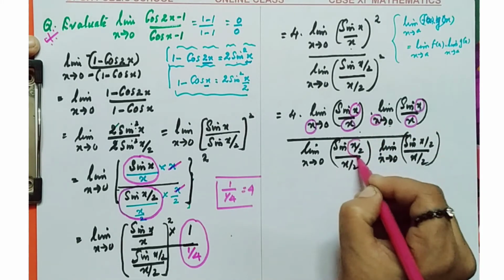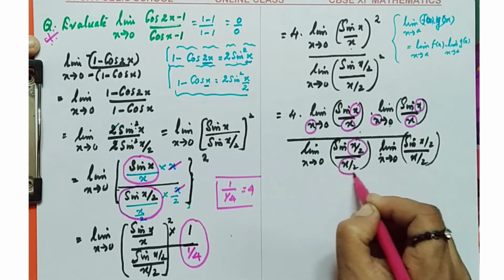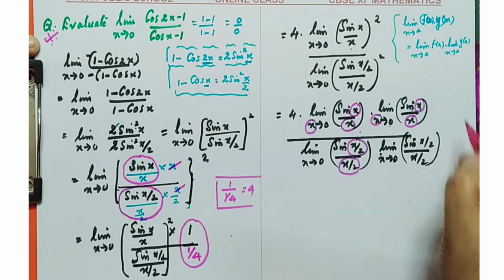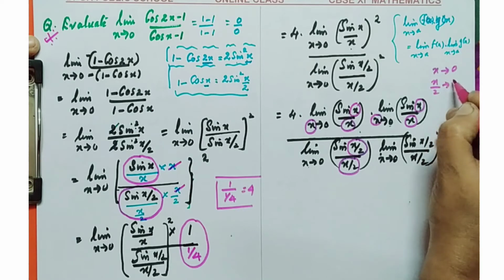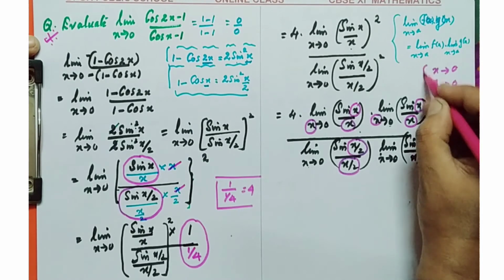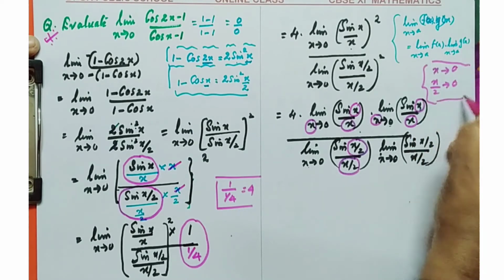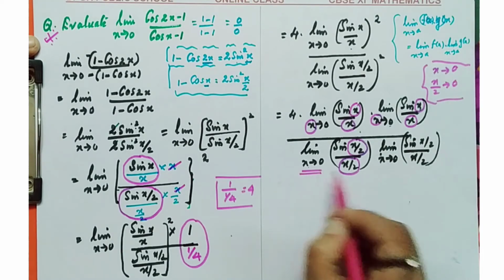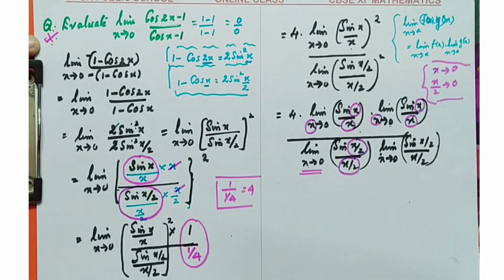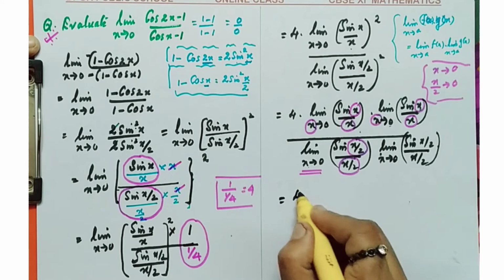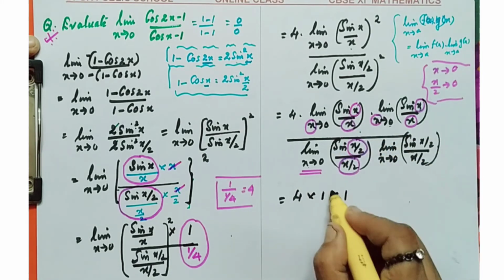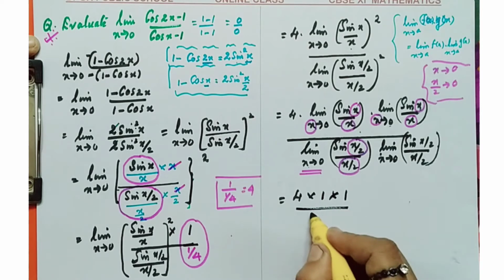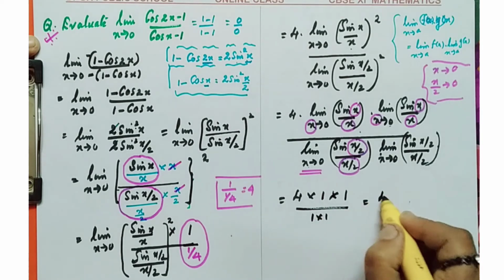Here the same x by 2 comes in the denominator, but x tends to 0 is equivalent to x by 2 tends to 0 by 2, which is 0. So x tends to 0 is equivalent to x by 2 tends to 0. So no problem. Here also the same thing. So the final answer is 4 into the numerator. The first limit is 1 into the second limit is 1, divided by the denominator also 1 into 1. The net answer is 4.